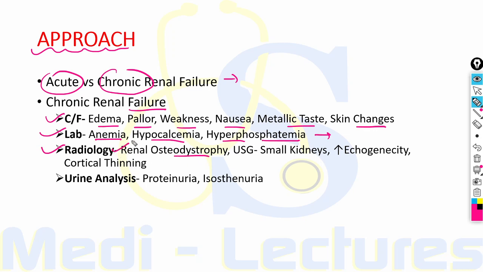This is a specific finding for chronic renal failure, but it is a very late finding, and it is usually present in end stage renal disease patients who are on maintenance hemodialysis. USG is very helpful in identifying chronic renal failure, which reveals small kidneys, increase in echogenicity, and cortical thinning. In chronic renal failure, the urine analysis usually shows proteinuria and isosthenuria.